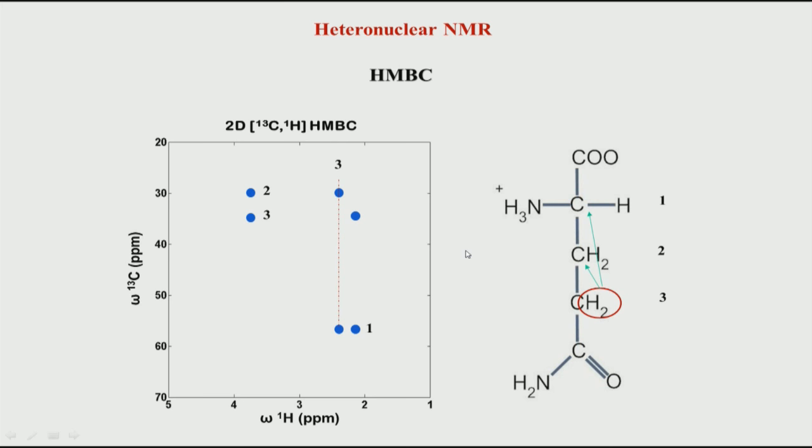We will see this in the next class. We will see how this long range connectivity correlation information will help us to resolve ambiguities. Sometimes a 2D homonuclear COSY and 2D HSQC together are not sufficient to get the complete structural connectivity information, and that can come from HMBC. We will also look at one more final 2D heteronuclear experiment in the next class, before we start moving to the second last part of the course, on structural analysis.